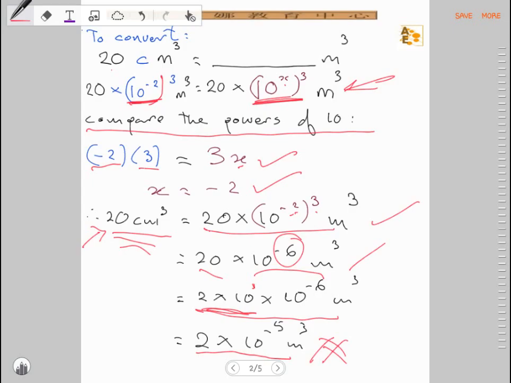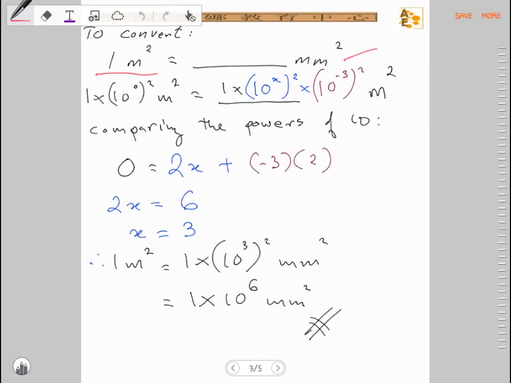Simple, isn't it? Now we're going to go to the next page. On page 3, we are required to convert 1 square meter into square millimeters. It looks difficult, but forget it. Now here goes. 1 square meter is 1 times 10 to the power of 0. Remember, anything to the power of 0 is equal to 1. Just put it there, and we put a square there, of a square meter. And again the value is 1 on the left hand side, so on the right hand side also put 1.